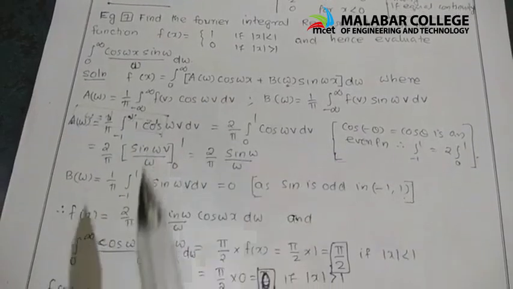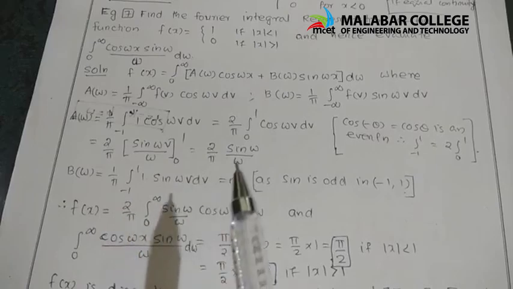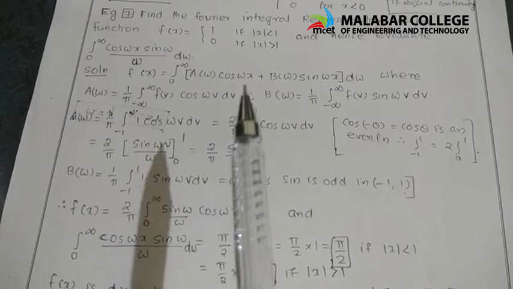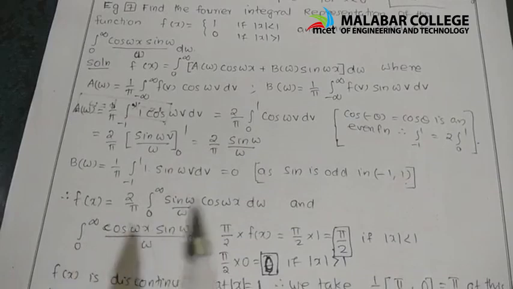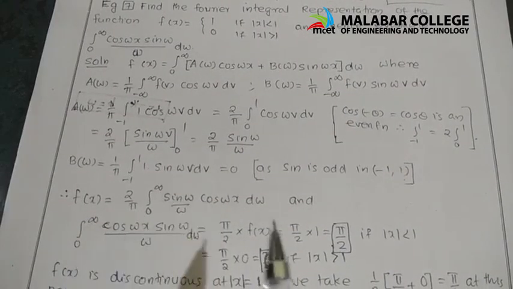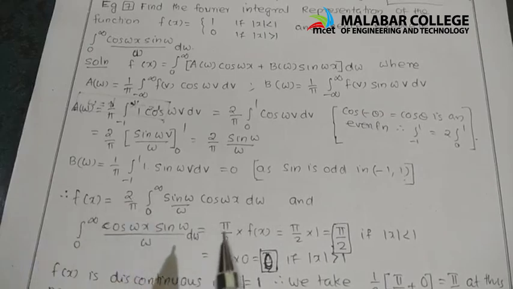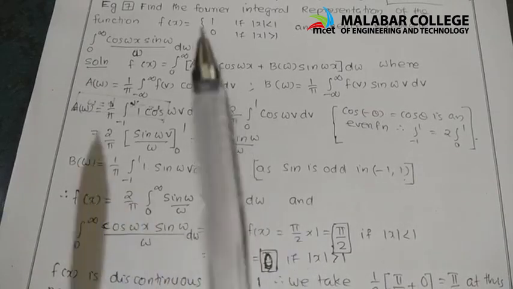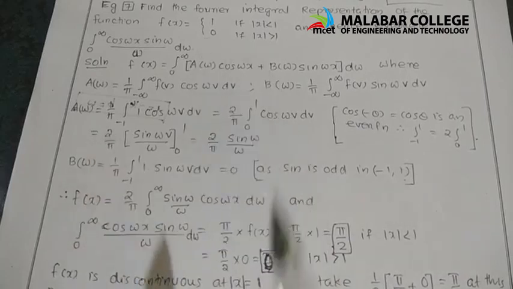So we get only the first term: f of x equal to 2 by pi. Why is it 2 by pi? It is 2 by pi, sin omega by omega, then we have cos omega x, so we write cos omega x d omega. We write this together, and 2 by pi we take to the right side, which is pi by 2 into f of x. So pi by 2 into f of x is pi by 2 into 1 if mod x less than 1, and equal to 0 if mod x greater than 1, because pi by 2 into 0 is 0.